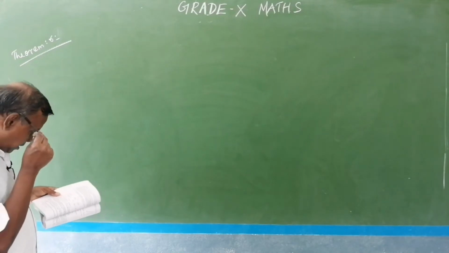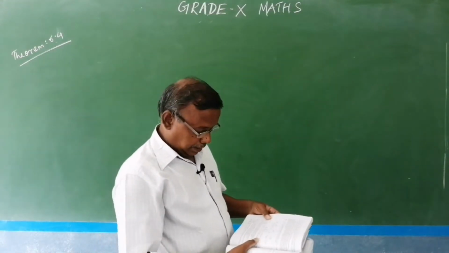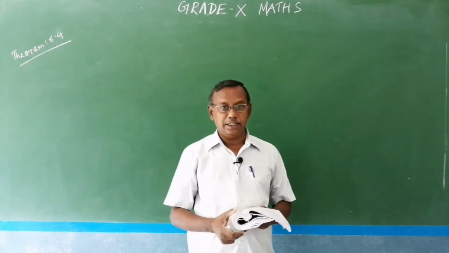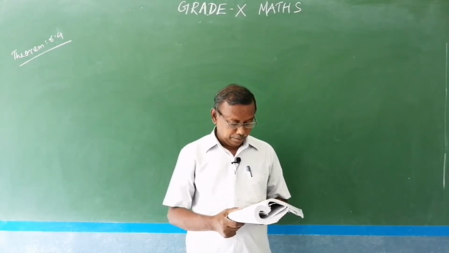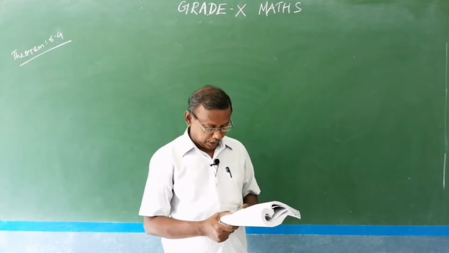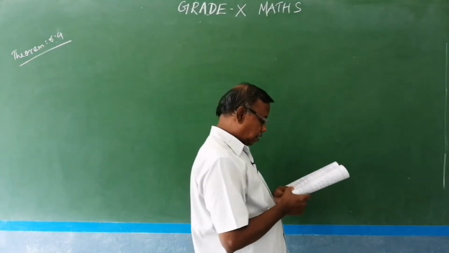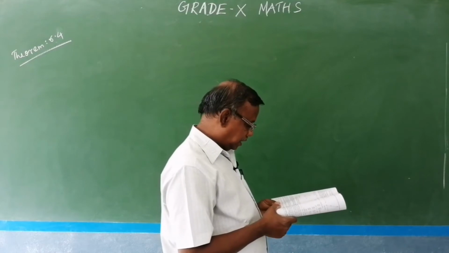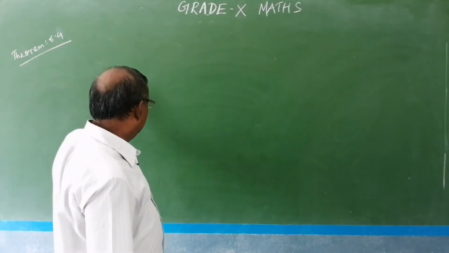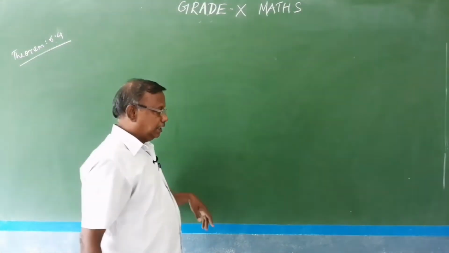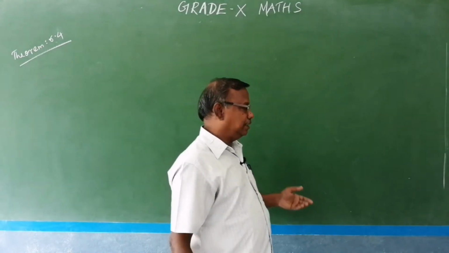Next theorem is 6.4. This is the SSS similarity criterion. The theorem says, if in two triangles the sides of one triangle are proportional, that is in the same ratio, to the sides of the other triangle, then their corresponding angles are equal, hence the two triangles are similar. In the first one we were given three angles are equal, therefore the sides are proportional. Here the sides are proportional, and we have to show their corresponding angles are equal, then we can say they are similar to each other.